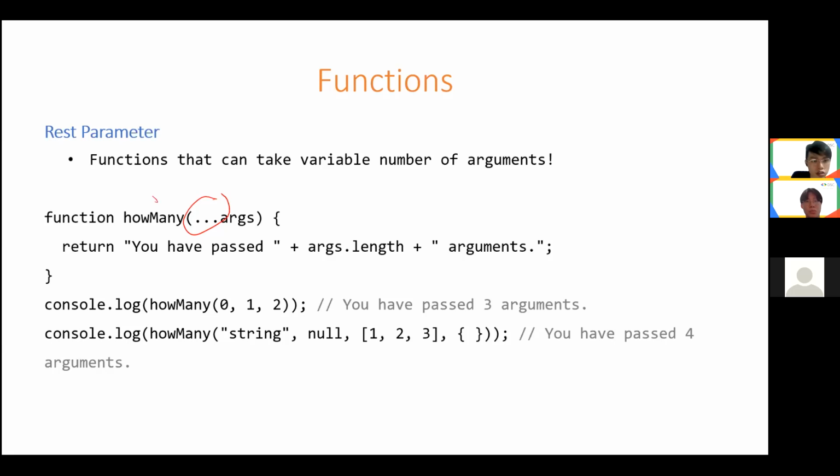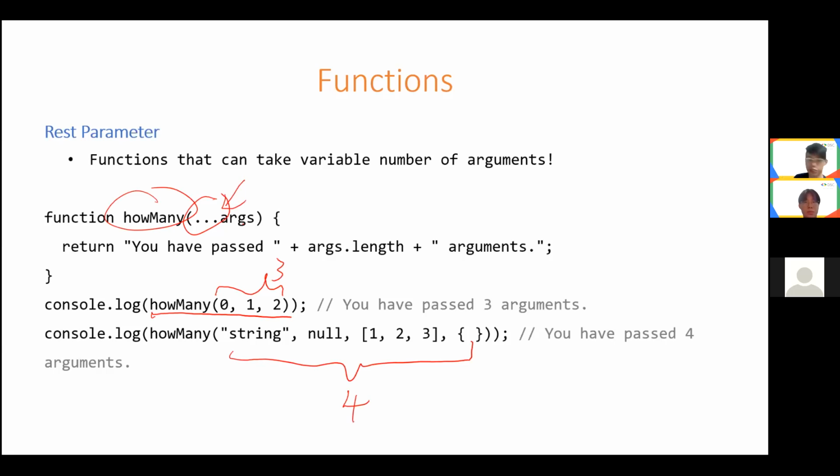Here I have a function called how many, and I have a rest parameter here. I'm calling it args. So how you would use it is here. You notice that here I have 3 elements, whereas here I have 4 elements.